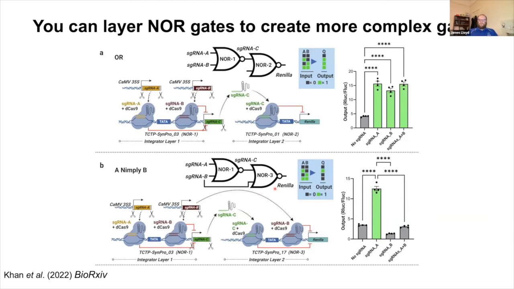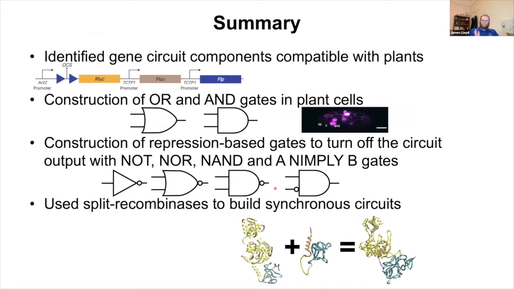So I'm just going to wrap up now. This project took a lot of work identifying the plant compatible parts to be able to build up gene circuits for both the CRISPR circuits as well as the recombinase-based circuits. Then we've been able to construct AND and OR gates, and we've also been able to construct a wide range of repressive gates and gates like the A NIMPLY B gate that mix activation and repression. And we were able to use split recombinases to build synchronous circuits where both input genes need to be turned on at the same time in order to allow for a recombination event.